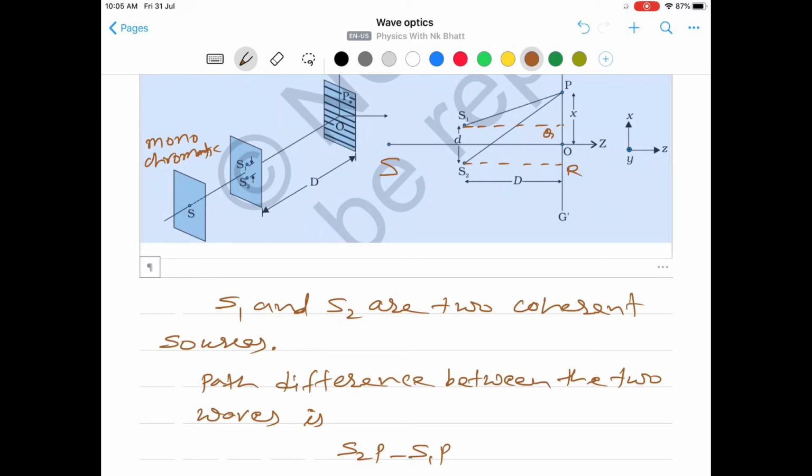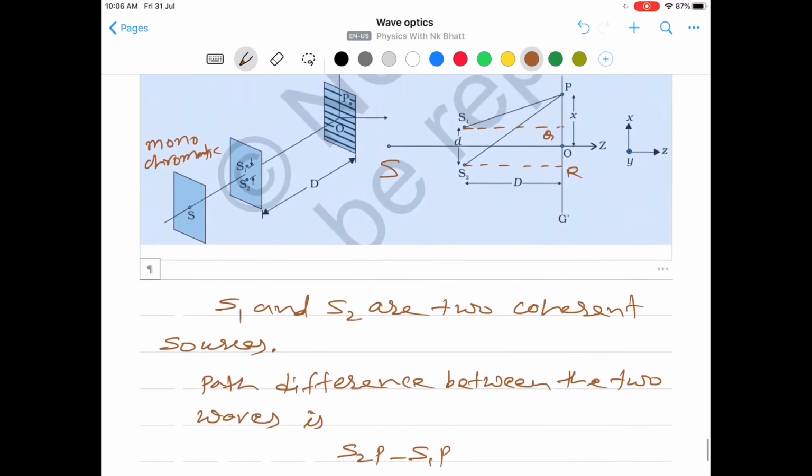If we consider the triangles S1PQ and S2PR, then we can use the Pythagoras theorem to find the path difference S2P minus S1P. This is the path difference between two waves originated from the sources S1, S2 and superposing at point P. So our point of interest P is here, and we will find out for what values of position X we have constructive interference, and for what values of X point P is the position of destructive interference.